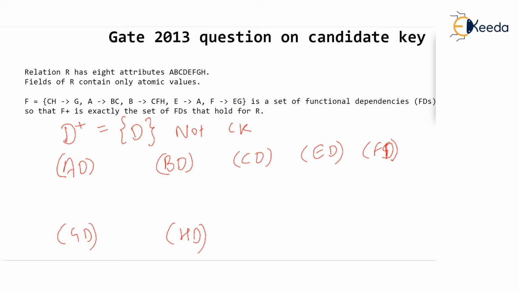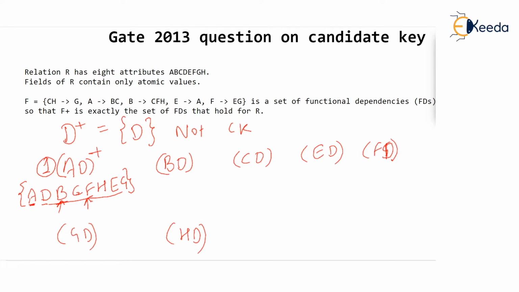Now, if you find AD closure, I will find it. AD closure will contain A and D, and notice A determines BC, check the FD. So BC comes in, correct? Then you note that B determines CFH. So C is already there, FH comes in, correct? And then you watch that F determines E and G. So E and G also come in. So you watch that we have all 8 attributes in AD closure. So AD is one of the candidate keys.